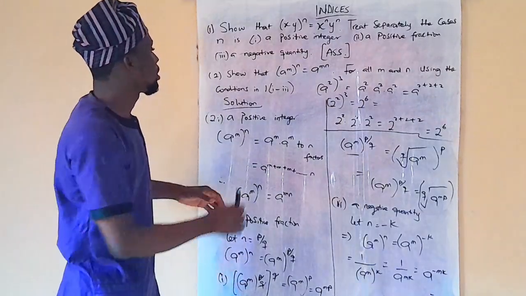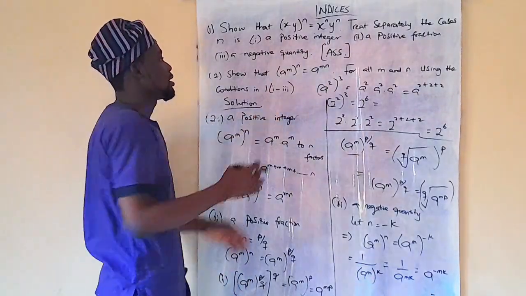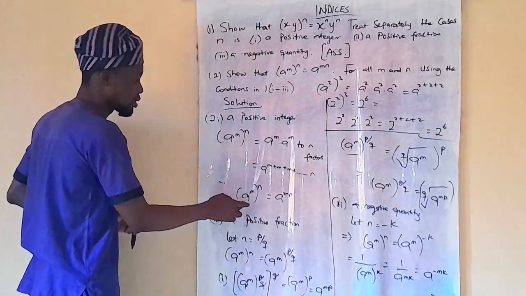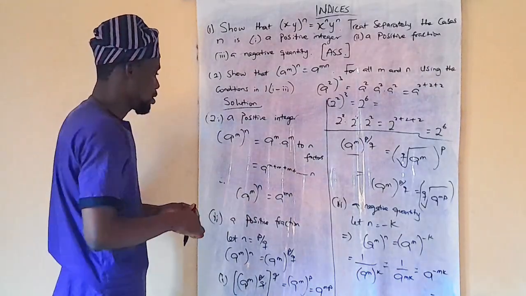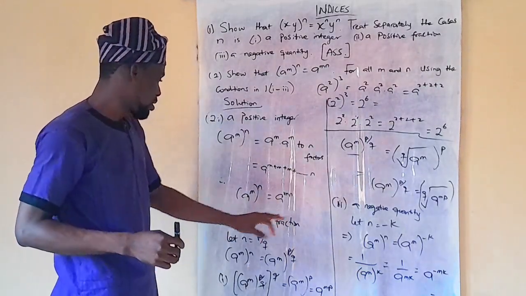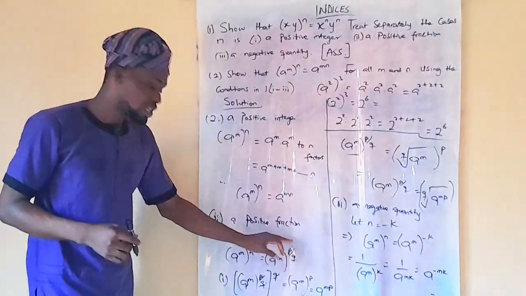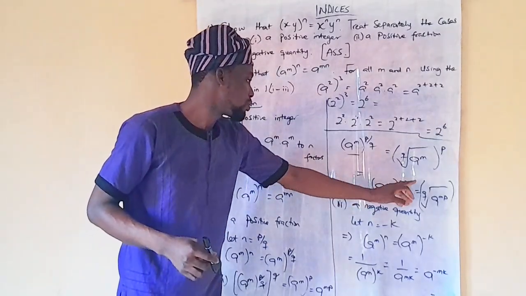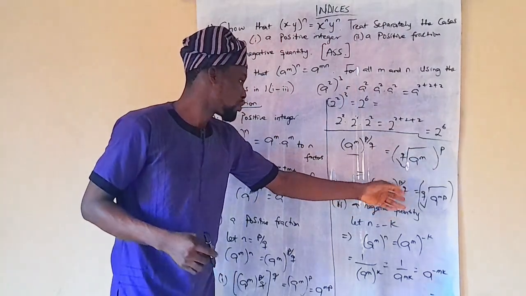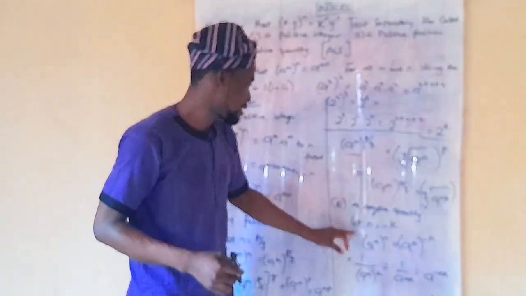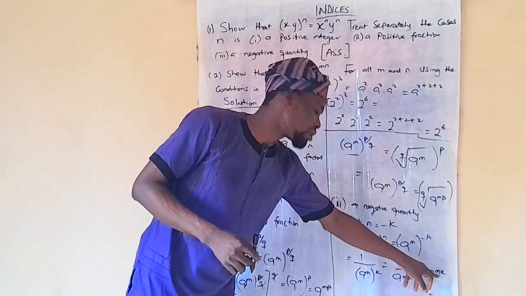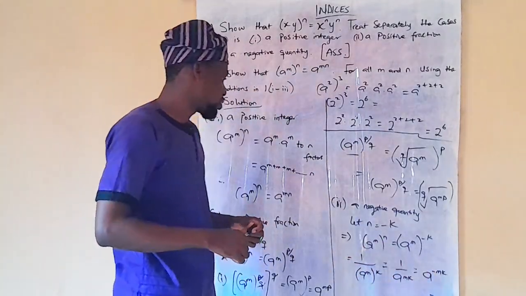To show that a raised power m, raised power n is the same thing as a raised power mn. For this, as a positive integer, we got it as a raised power mn. As a positive fraction, we got it as a raised power mp over q from here. And for this, as a negative quantity, we got it as a raised power minus mk. And that's the solution to this question.